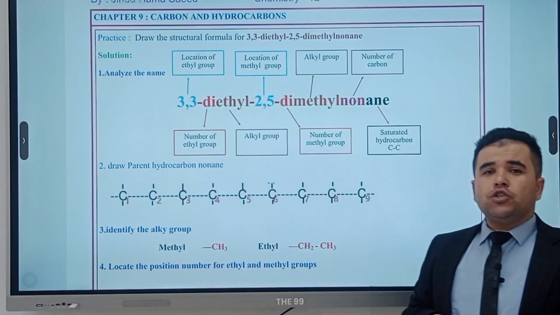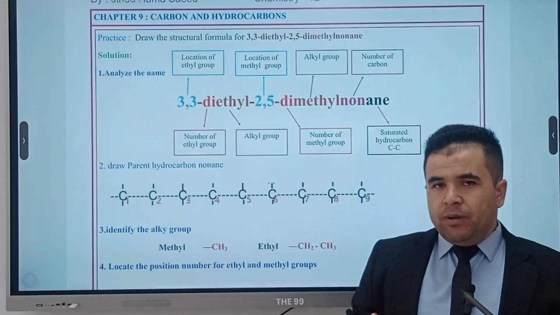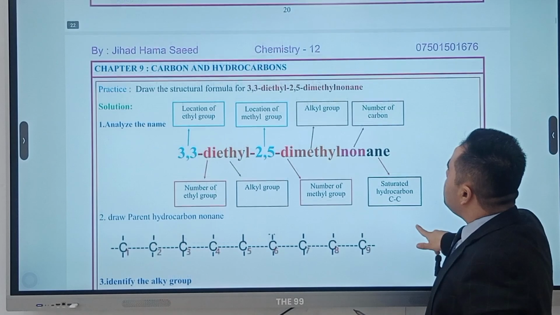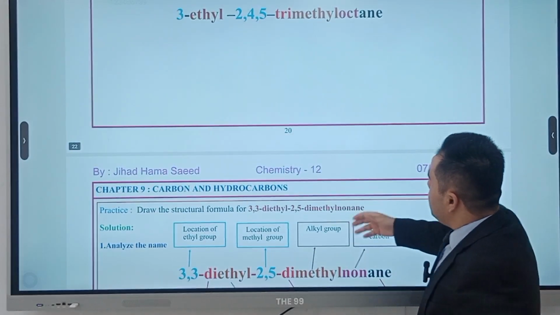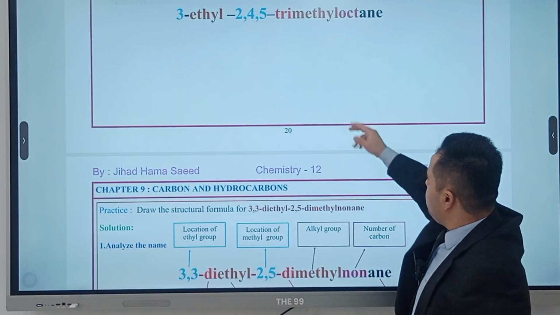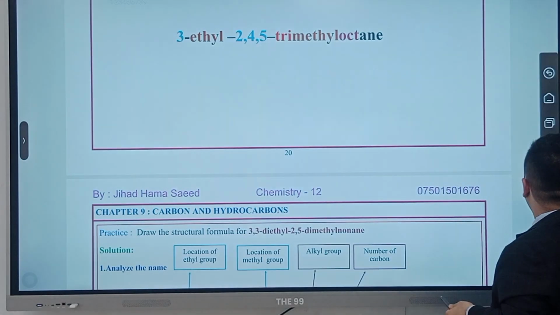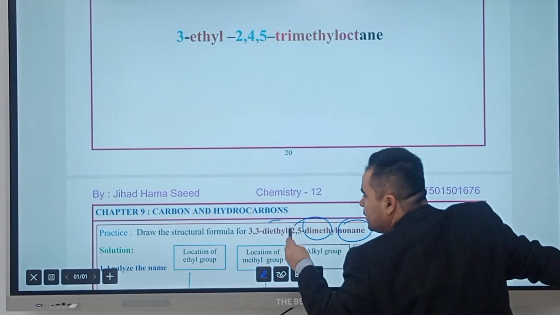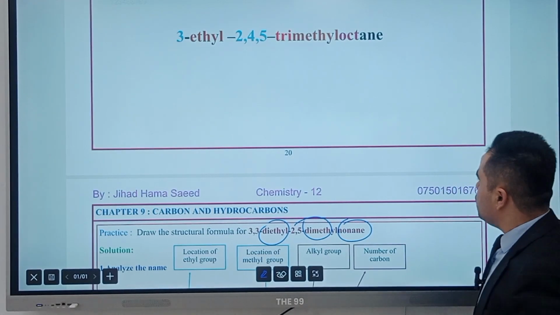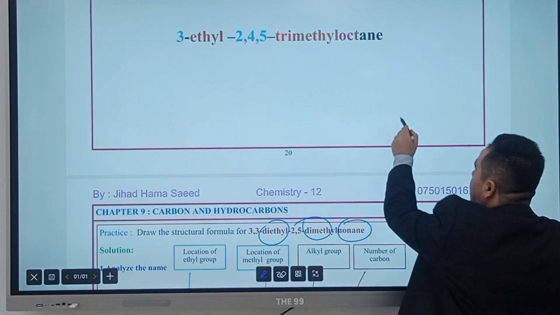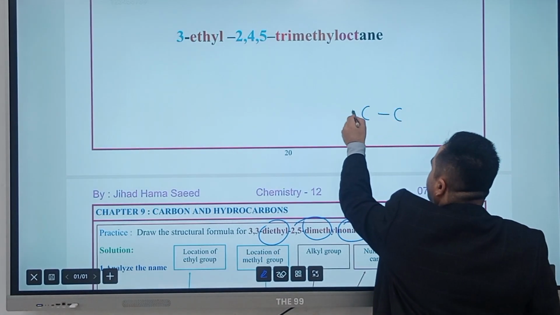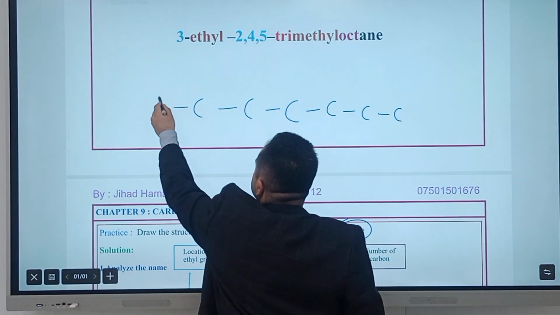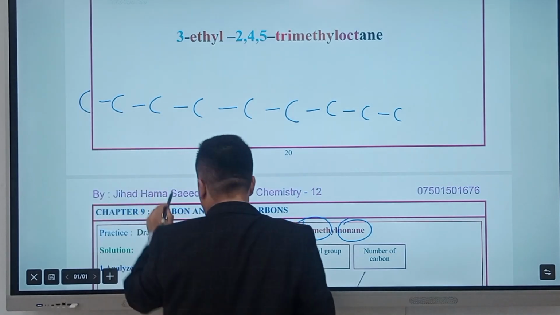If there is a question where the name is given, possibly in the ministerial exam, how to draw the structure? When a name is given, guys, I'll be solving it here for you. You have to start from the parent, then the alkyl group, and then the position of the alkyl group. What's the parent here? Nonane. Nonane has 9 carbons: 1, 2, 3, 4, 5, 6, 7, 8, 9.